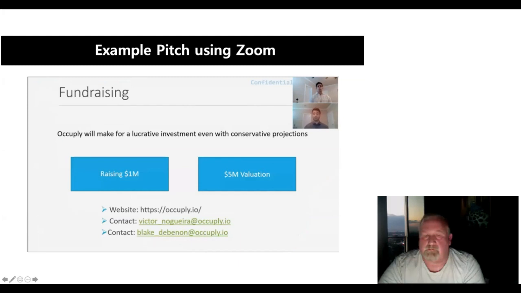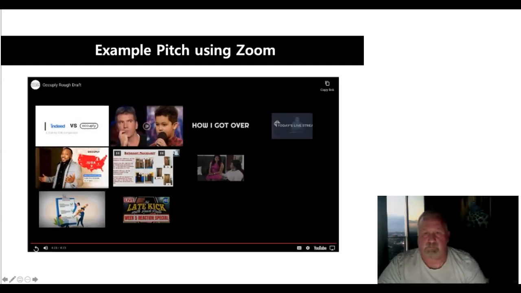Occuply is seeking to raise $1 million at a $5 million valuation. If you are interested in investing or you'd like to try the product, please visit occuply.io or email us at the addresses listed below. Thank you.